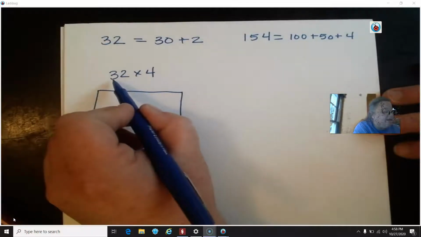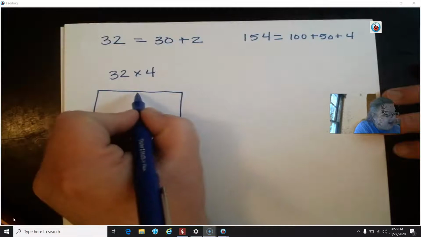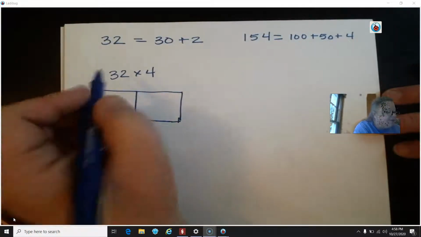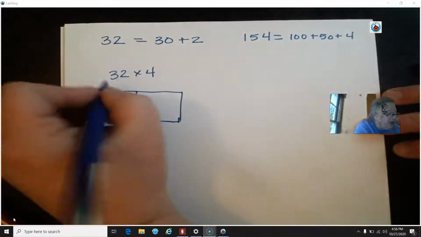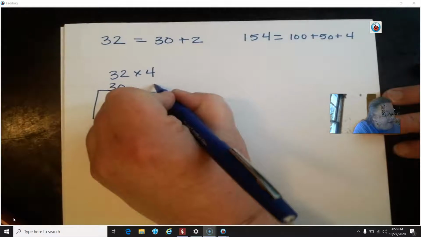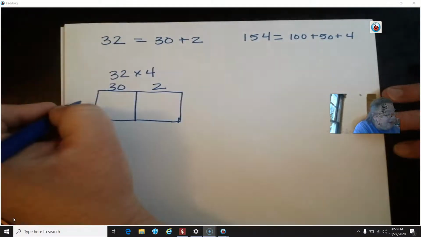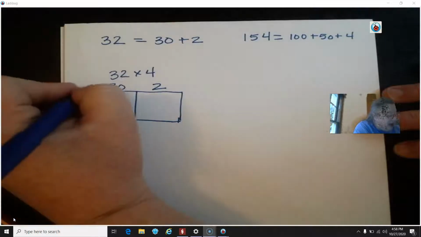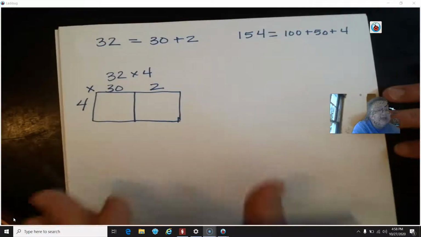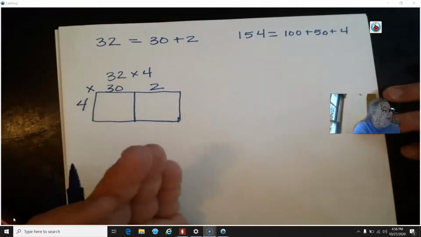Okay, so because we have 2 place values, we have tens and ones, we're going to divide this into 2 parts. Okay, so just what I showed you here is going to go onto this box. This is going to be 30. And over here is going to be 2. And then on the side, we put the 4, okay? And we sometimes put a little multiplication symbol right here in the middle, just as a cue or a reminder to the students what operation we're doing.